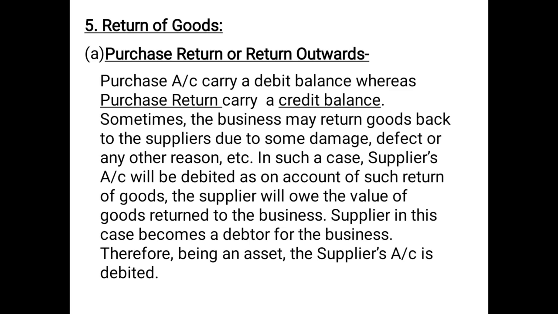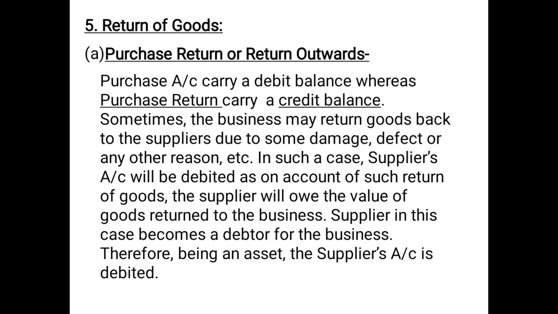It means that what will be the entry framed in case of purchase return? The entry framed in case of purchase return will be, as we have already discussed, purchase account carries a debit balance, purchase return account will carry a credit balance. So that means always in case the goods are returned by the business to the supplier, purchase return or return outwards account will be credited, just the opposite of purchases. And what will we debit? Because whenever the business returns the goods back to the seller, what happens? Don't we take the money back? Obviously we take the money back.